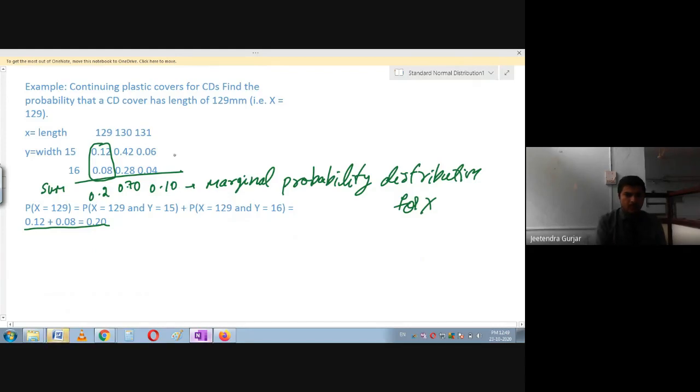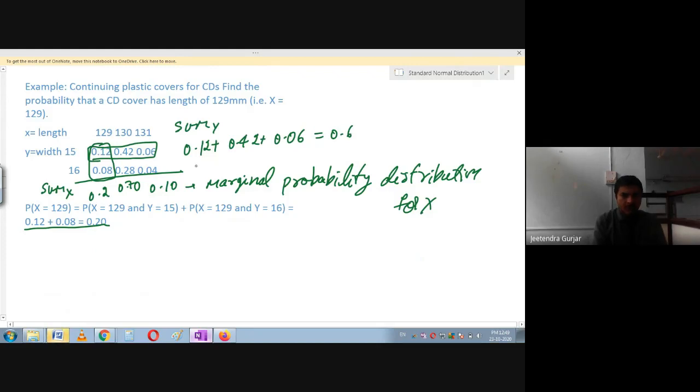You can also do it for Y. Yes, students, you can do it for Y also. I'm going to take this as the sum for Y. This was for X. So for the sum of Y, you are going to add all the three. Suppose they ask you width 15. So you are going to find the marginal probability for Y. You add 0.12 plus 0.42 plus 0.06, and if you calculate this, you are going to get 0.6. That is our marginal probability distribution for Y.